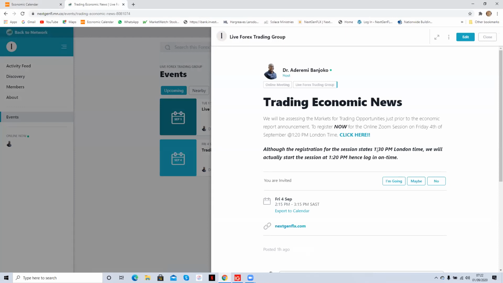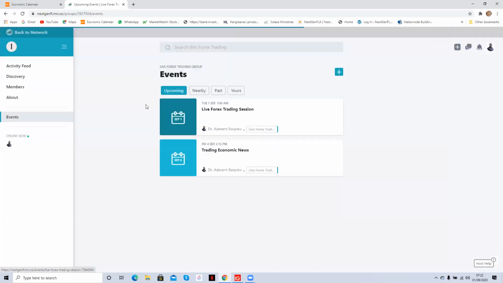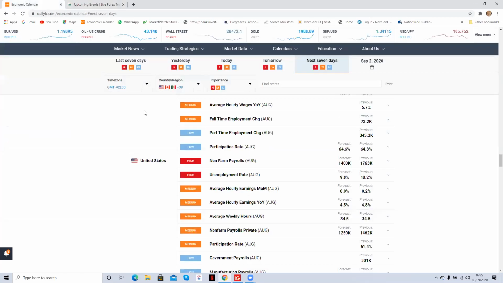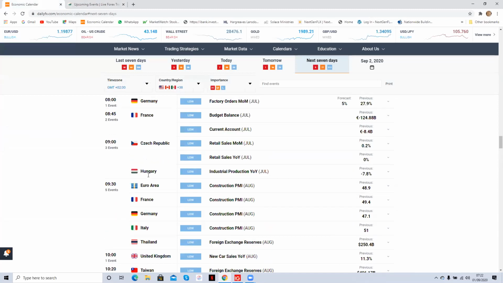Although the Zoom registration time is 1:30 p.m. London time, that's actually the time the report comes out. So we're going to start the meeting 10 minutes before the report comes out. So when you register, you will see the time is 1:30, but log in 10 minutes before then, because we're going to actually start at 1:20 p.m. And the details are on the platform under the event section, Trading Economic News. So we're going to meet on Friday and trade that report together.